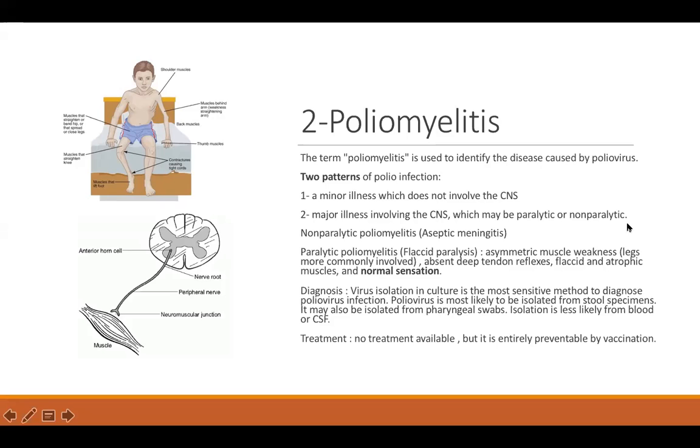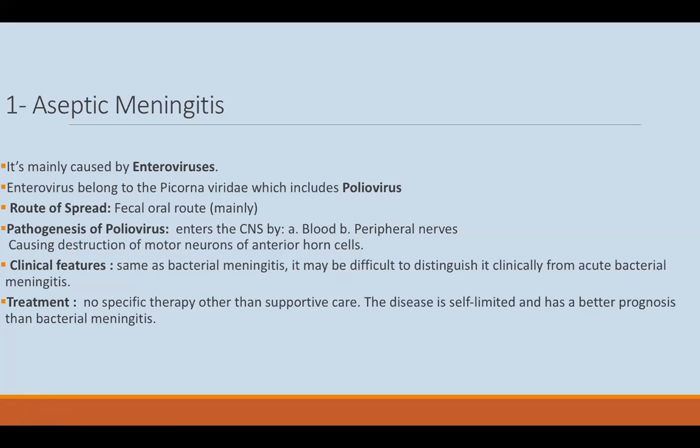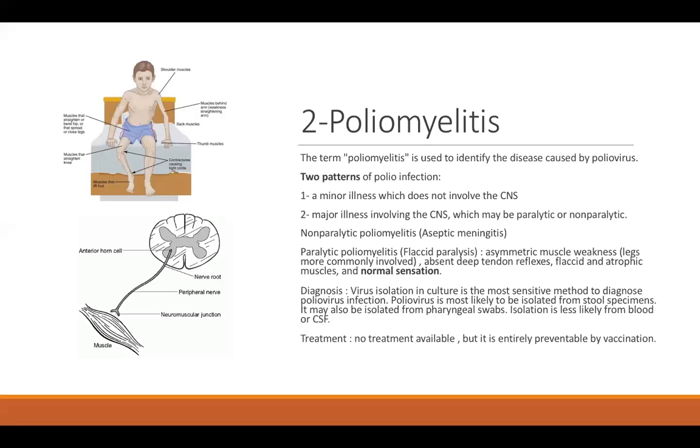Non-paralytic poliomyelitis, which we talked about earlier, is aseptic meningitis. It causes only meningitis, no paralysis, no nothing. Self-limited. But paralytic poliomyelitis, which is flaccid paralysis, polio, causes asymmetric muscle weakness. It affects legs more than the arms. It leads to absent deep tendon reflexes on examination. The muscles will be flaccid and atrophic.